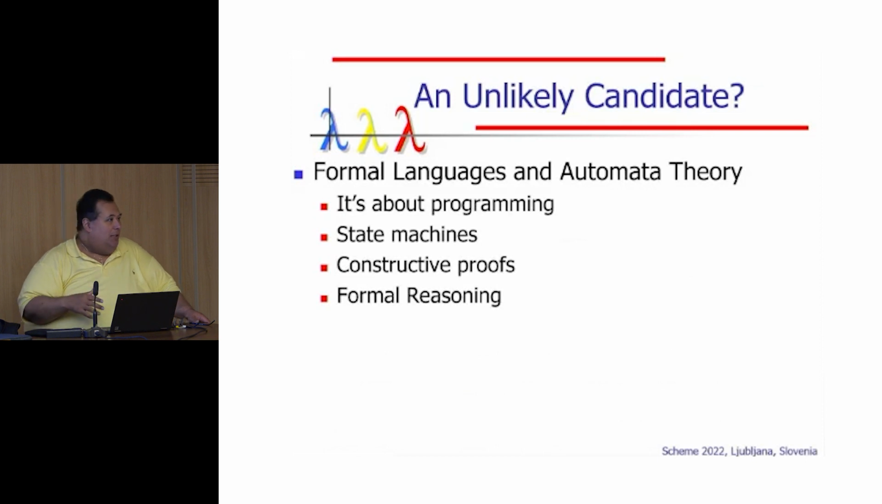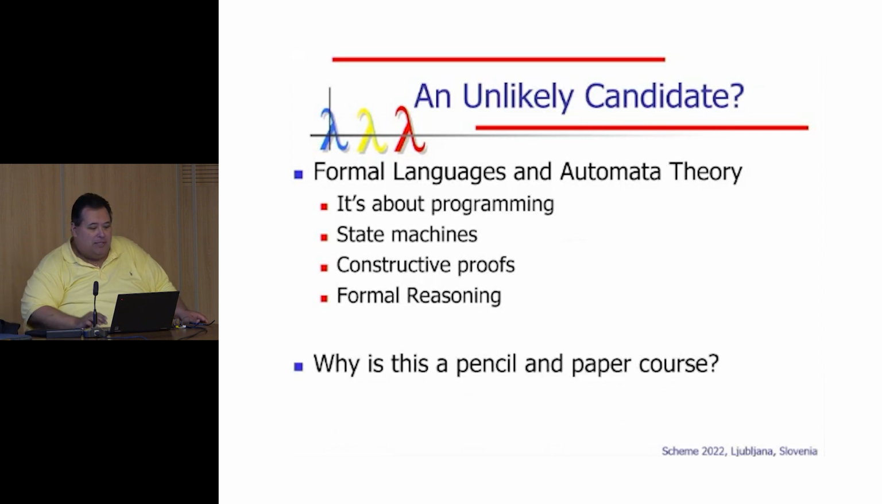Because it's about programming, right? You create these state machines, architecture. You have constructive proofs, which means what? Designing algorithms. And you have formal reasoning. And you say, well, why is this pencil and paper? If it's about programming, why is it always done with pencil and paper?